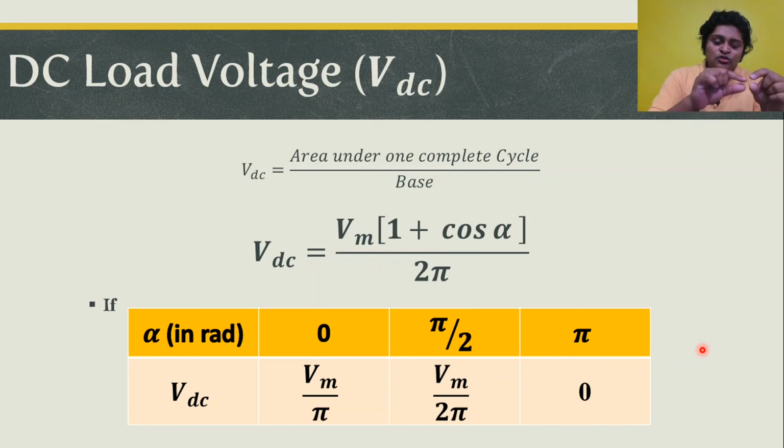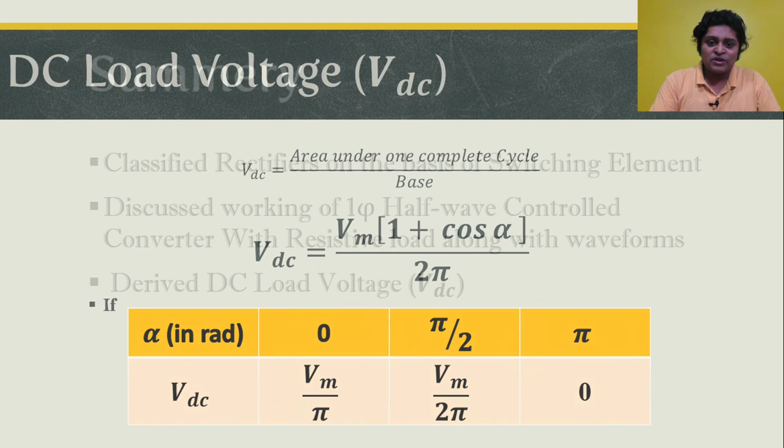So as you can observe, as the value of the firing angle is varied from the minimum value to the maximum value, for the minimum value we get the maximum voltage, whereas for the maximum value we get the minimum voltage. If you remember, as the firing angle of the SCR increases, the value of VDC decreases. That is what we have observed.